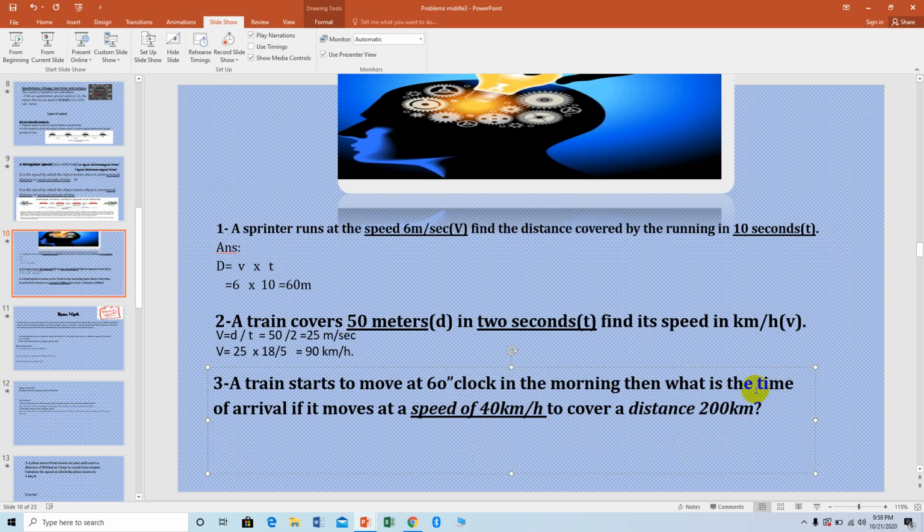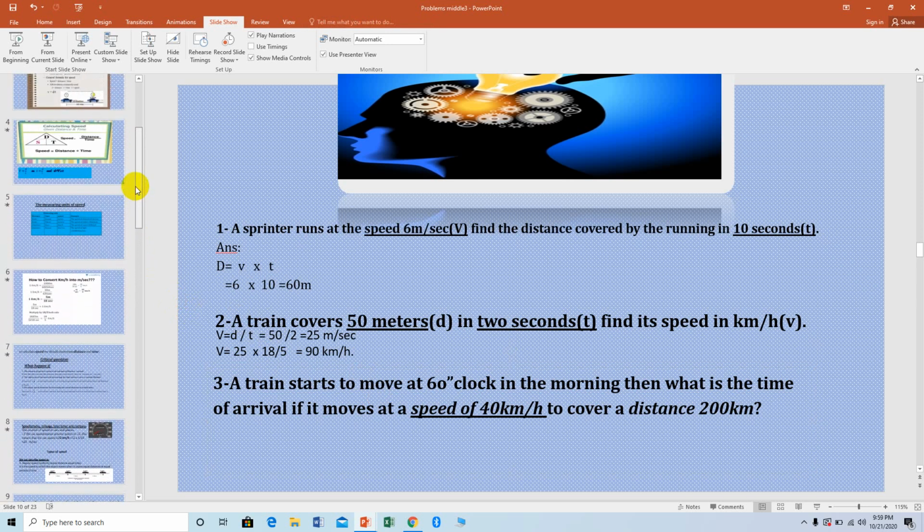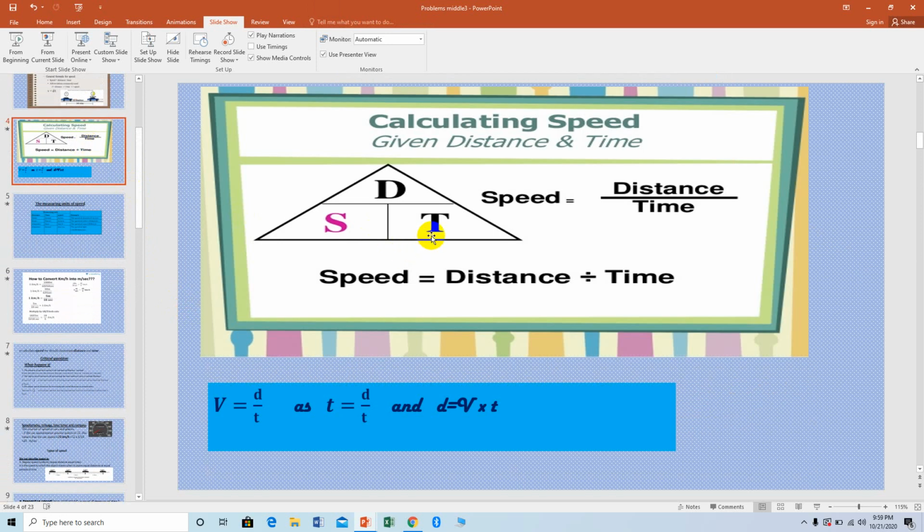He wants the time. By using the understanding triangle, if you remember, speed equals distance over time. So the time equals, okay, let's see the understanding triangle to remember this. This is the understanding triangle. You put your hand on the time, and the time equals distance divided by V. If you want the distance, it's equal to V times T. Let's go back to our problem.